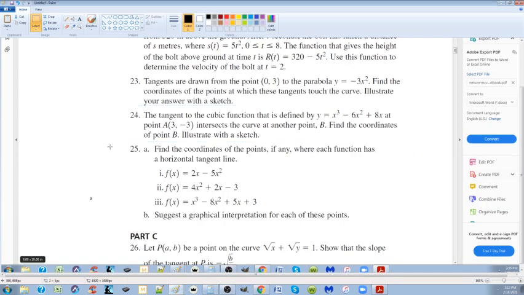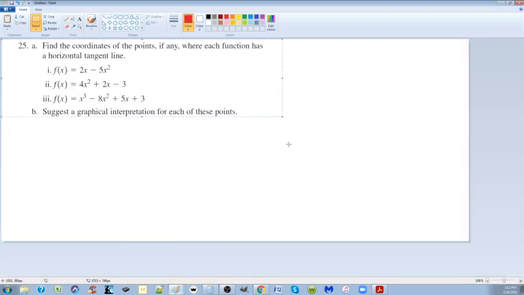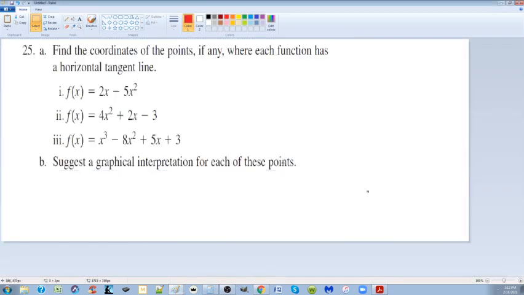Okay, the last one here, 25. And again, I might not do part C. That's probably stuff to talk with your professor about because it's always advanced. Find the coordinates of the points, if any, where each function has a horizontal tangent line. So what's a horizontal tangent line? Where the slope is 0.